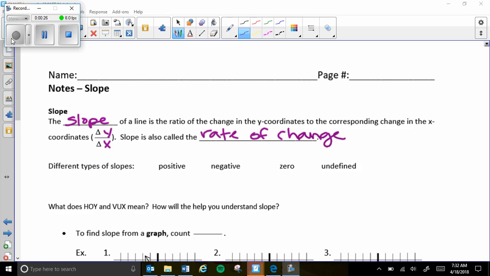And that's especially what you're going to see in word problems. They won't necessarily call it slope. They'll ask, what is the rate of change? Which is just another way of saying, what is the slope?